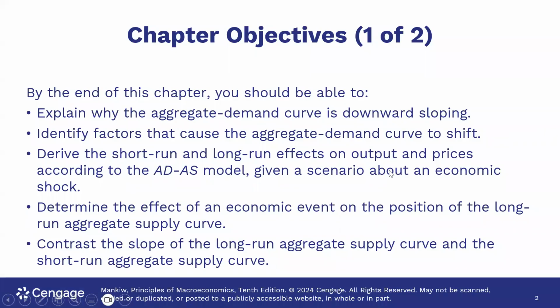So in this chapter, you should be able to explain why the aggregate demand curve is downward sloping. Identify factors that cause the aggregate demand curve to shift. Derive the short run and long run effect on output and prices according to the aggregate demand and aggregate supply model. Given a scenario about an economic shock, determine the effect of an economic event on the position of the long-run aggregate supply curve. Contrast the slope of the long-run aggregate supply curve and the short-run aggregate supply curve.